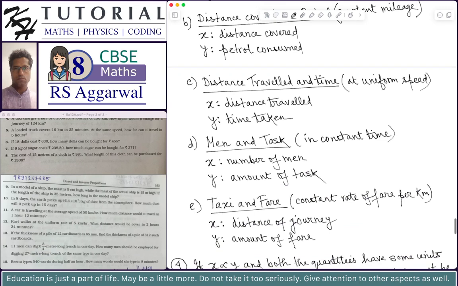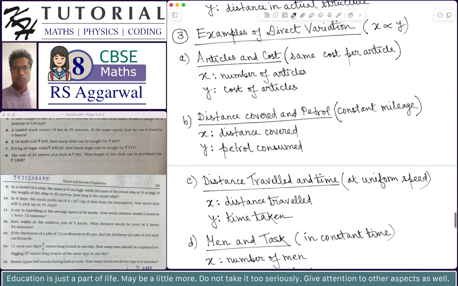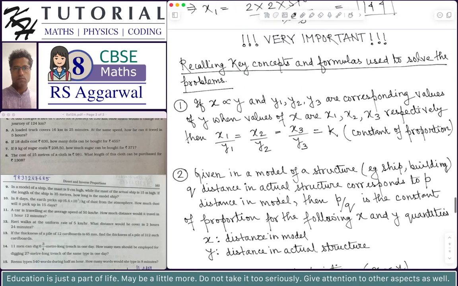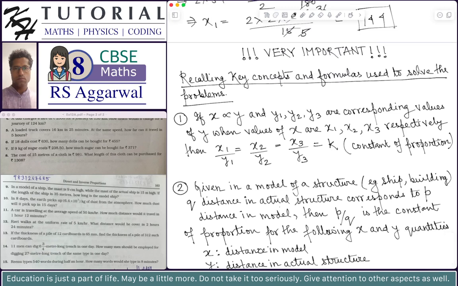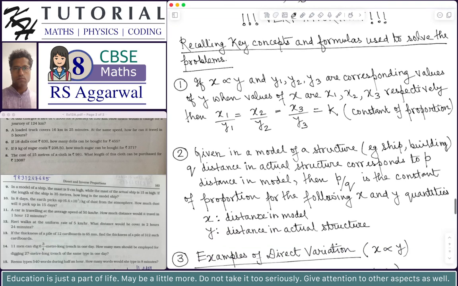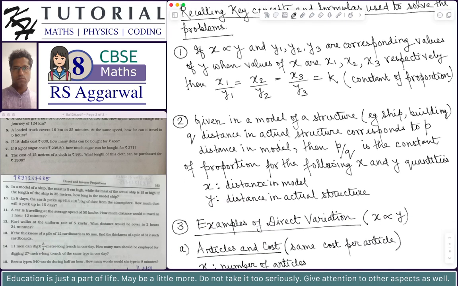So I will keep on doing this section that is very important, which is recalling key concepts and formulas used to solve the problems, and you must also do the same. This will immensely help you in your study and preparation of the chapters before any exam or any test.